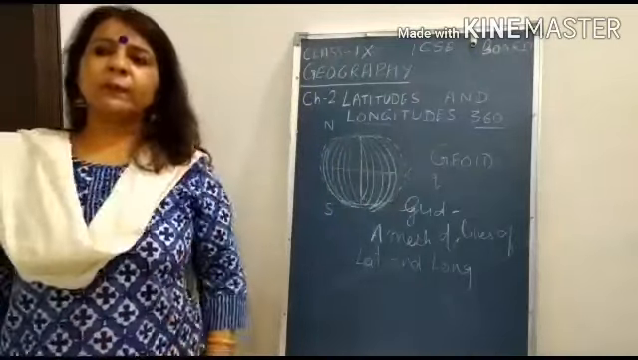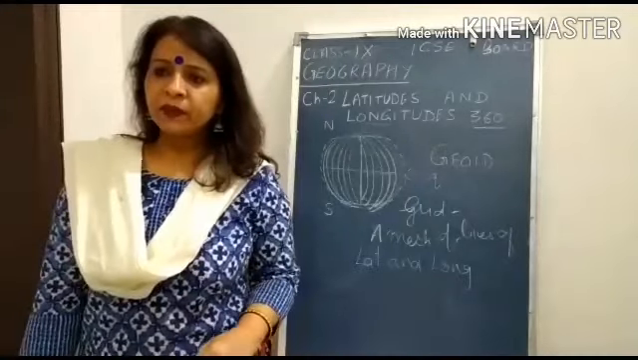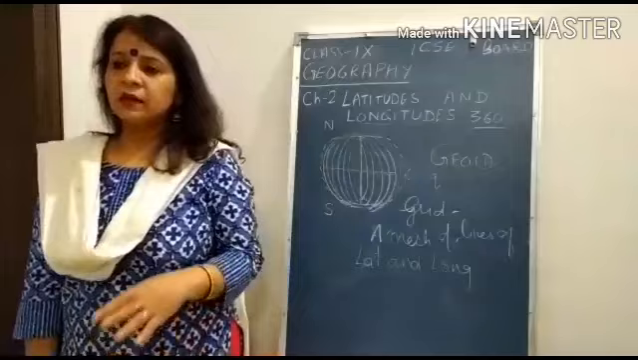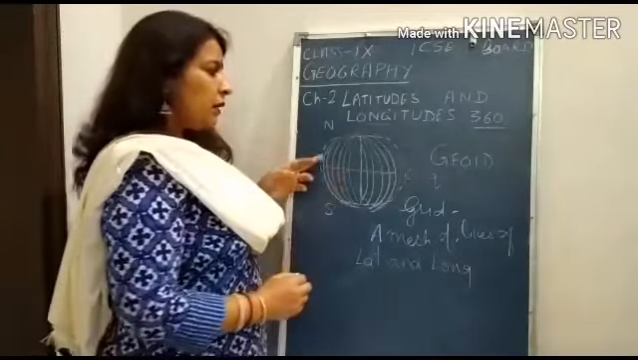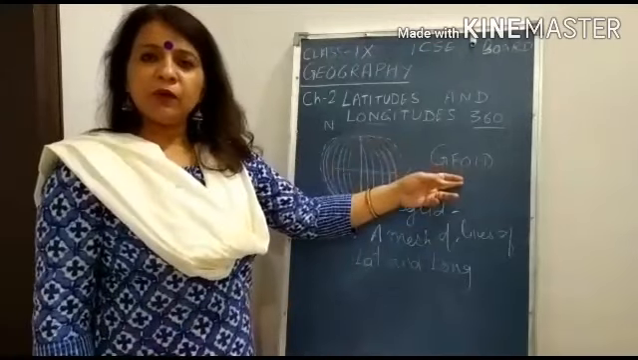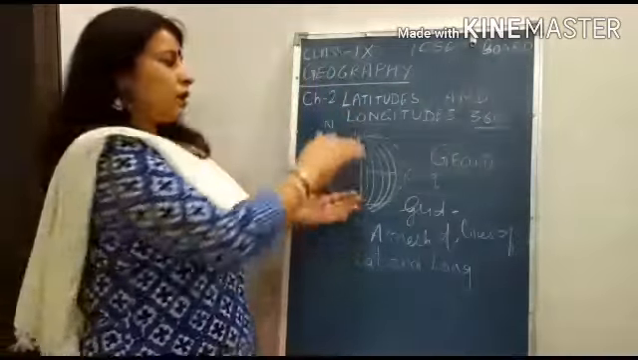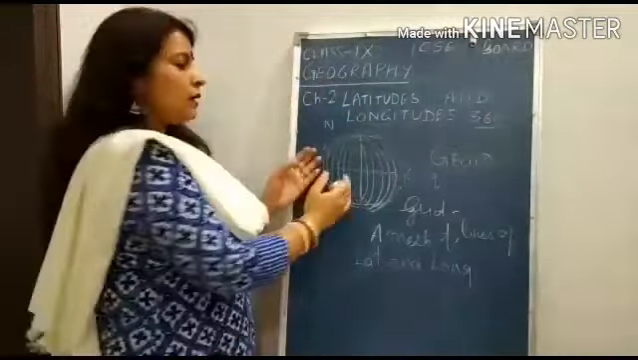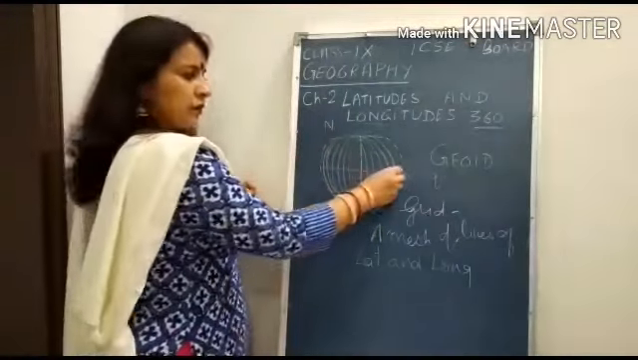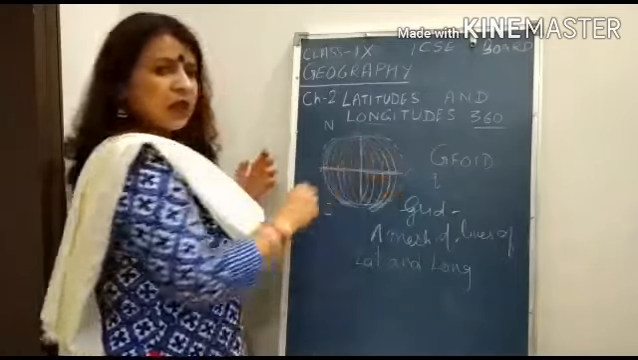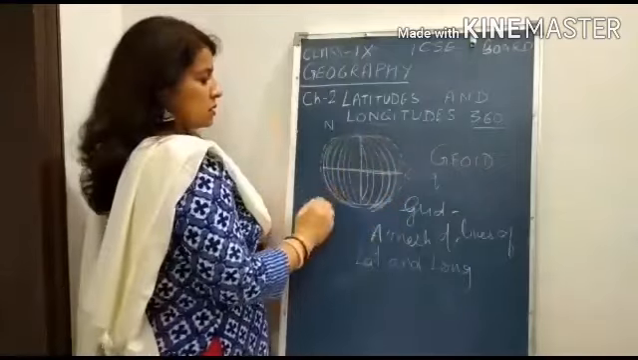Now my question. Yes, Raki, you give the answer. Why is it called a great circle? Because of the geoid shape of the earth. Our earth is slightly compressed from the poles and has a bulge at the equator. That is why we have 0 degree equator as the great circle as compared to the other circles.